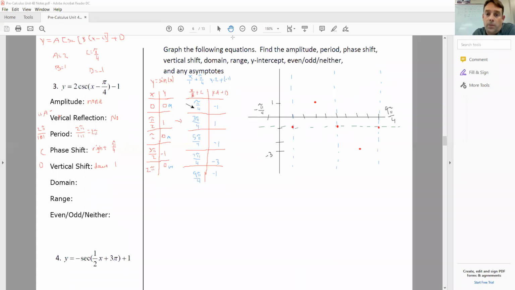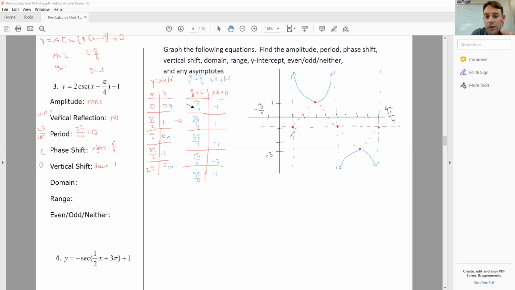Because again, remember, if we were to go through and connect these, this would be my graph of sine. Notice I'm just doing dashed lines there just so you can kind of see where sine is, because that's not the graph I'm graphing. What I'm graphing is cosecant. So I use sine to help me figure out where my asymptotes are and my relative mins and maxes. Then I make it so my curves go the opposite direction.